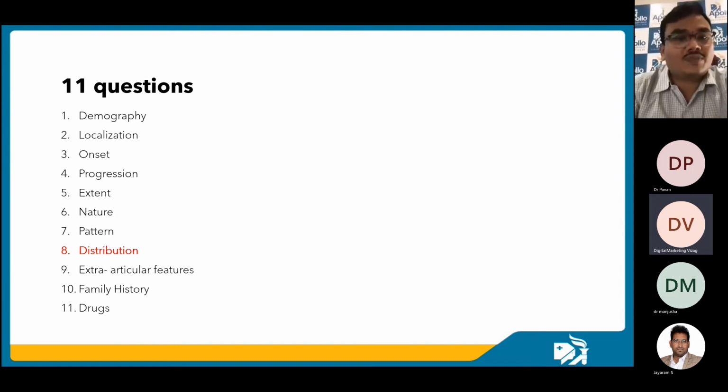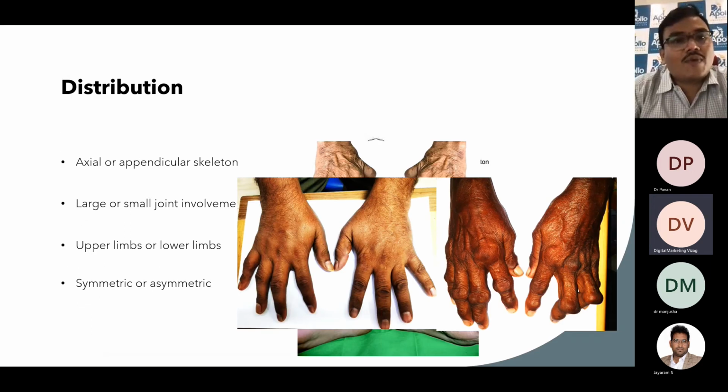We'll see for the distribution of arthritis. So what I mean by distribution is whether it is predominantly axial skeleton or the appendicular skeleton which is involved. Appendicular skeleton is most commonly involved in case of rheumatoid arthritis or CTD related arthritis. Axial skeleton involvement is seen in case of psoriatic arthritis, spondyloarthritis, enteropathic arthritis, as well as Behçet syndrome. In few cases of Behçet syndrome and crystal related arthritis.